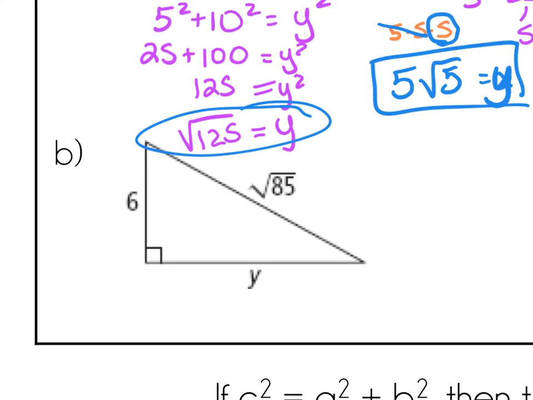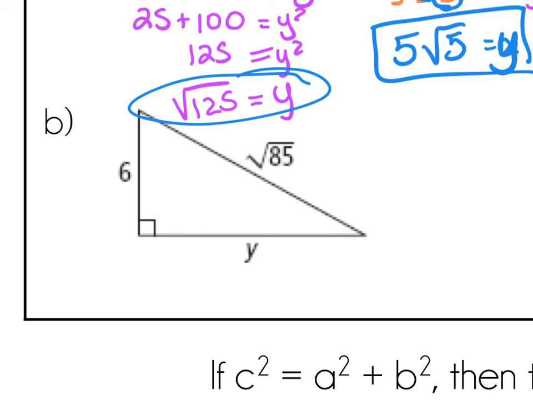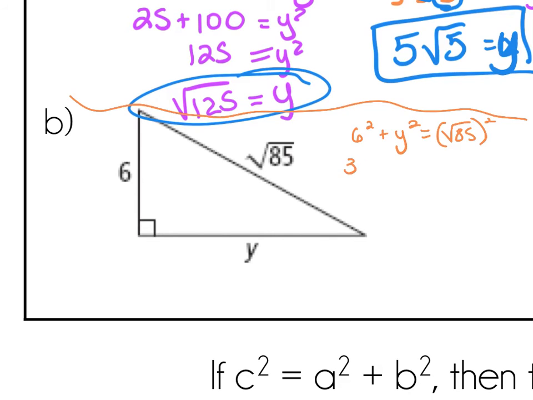Okay, then B. Now what's by itself? What's the C? Square root 85. So I would do 6 squared plus y squared equals the square root of 85 squared. What's 6 squared? 36. What's the square root of 85 squared? 85. Because when you square a square root, the square root goes away. Subtract the 36.